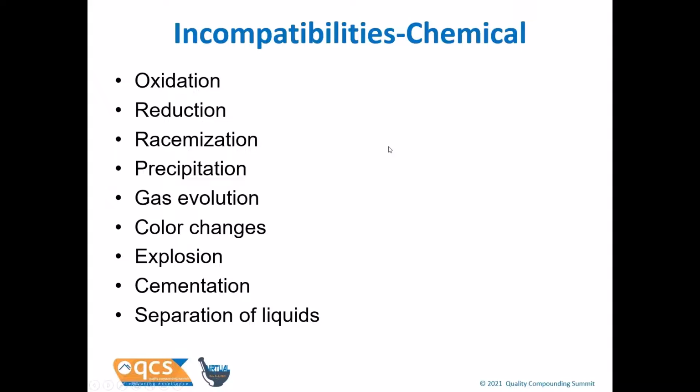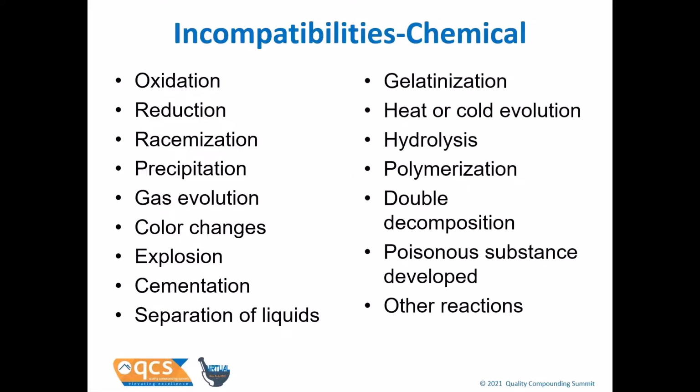About chemical incompatibilities, what are we talking about? Oxidation, reduction, racemization, precipitation can be both physical and chemical. Gas evolution, especially carbon dioxide evolution, or color changes. An explosion obviously is a chemical incompatibility. You certainly would not want to try to compound that mixture. Cementation or hardening of a product. This occurs oftentimes with suspensions and things like that. Separation of liquids, especially occurring with emulsions. Gelatinization can occur. The evolution of heat and cold, you know what happens when you add potassium iodide to water and things like that.